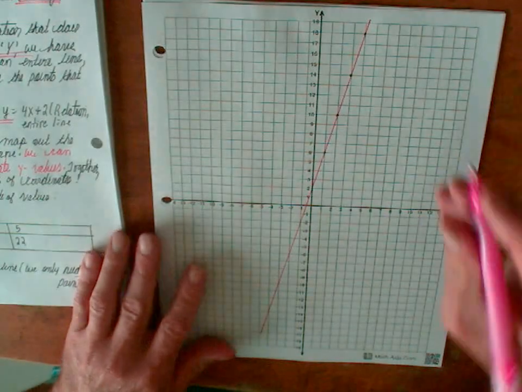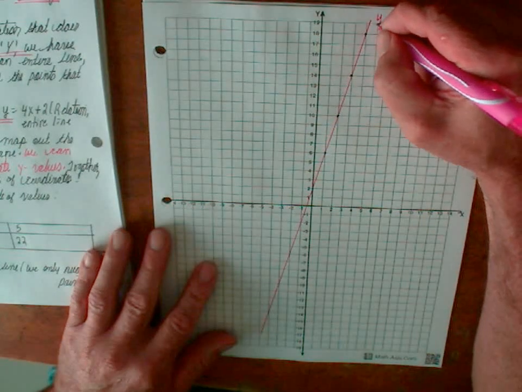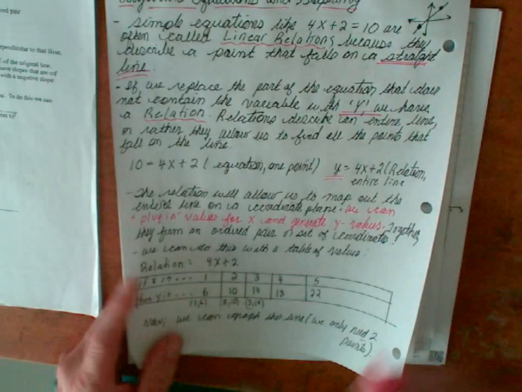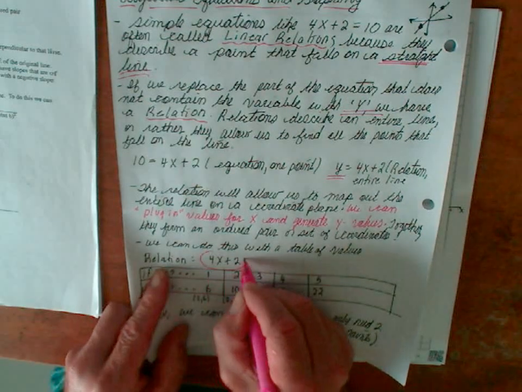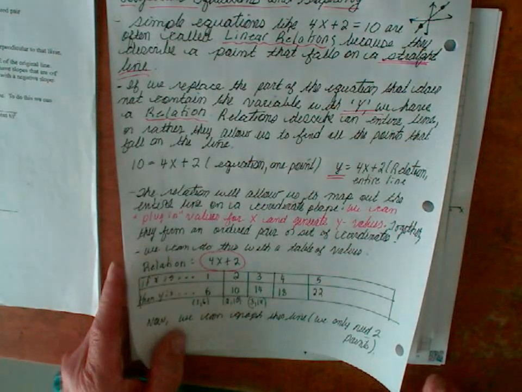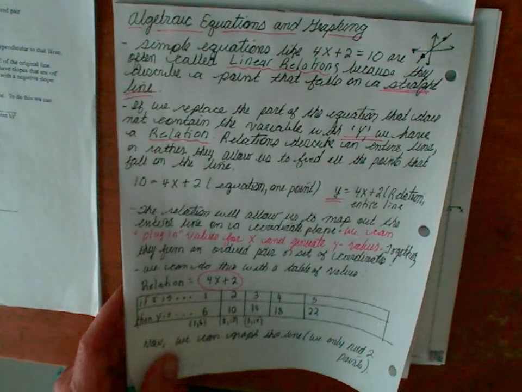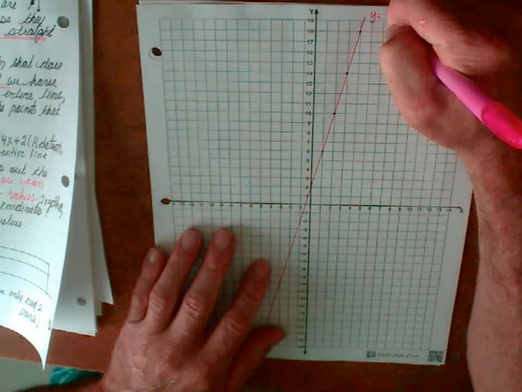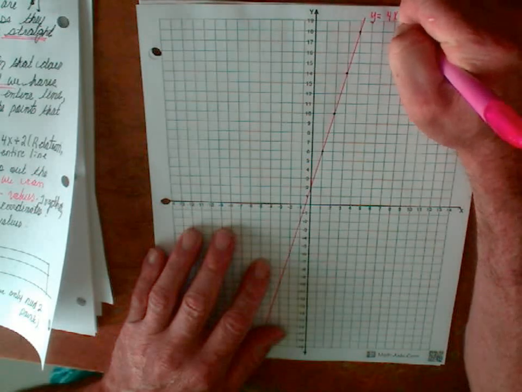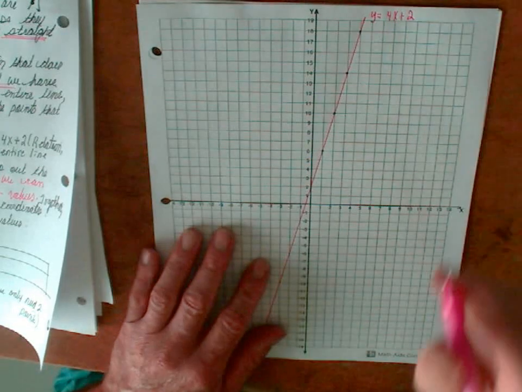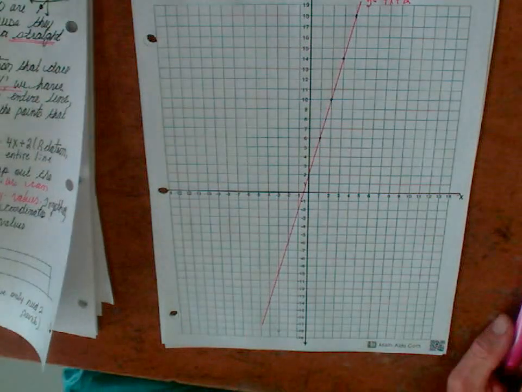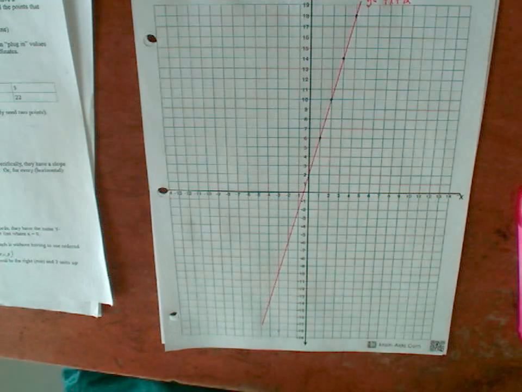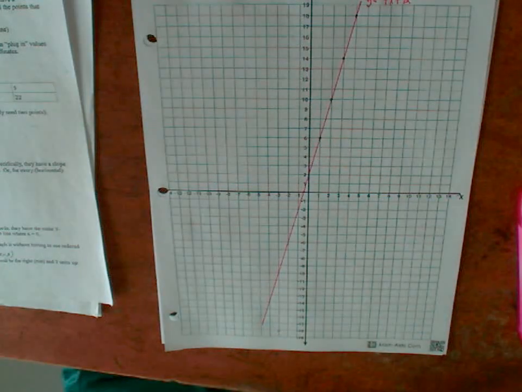And how would we label that? Well, we would say y equals, what was our relation? Our relation's right here. So that's the name of our line. Did I circle that? Right here. So y equals 4x plus 2. So there's our first line, but again, we're going to try to find some shortcuts because that's a little bit too much, right?